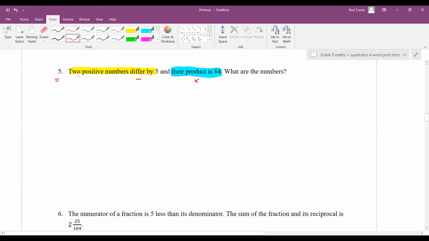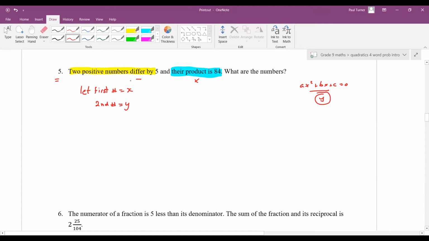So let's let the first number equal x and the second number equal y. But remember, I said we don't want to have two variables when we're solving these problems, because we'll get down to ax squared plus bx plus c equals 0. So there's no y in here. Okay, there's only one variable. So we need to get rid of this y.